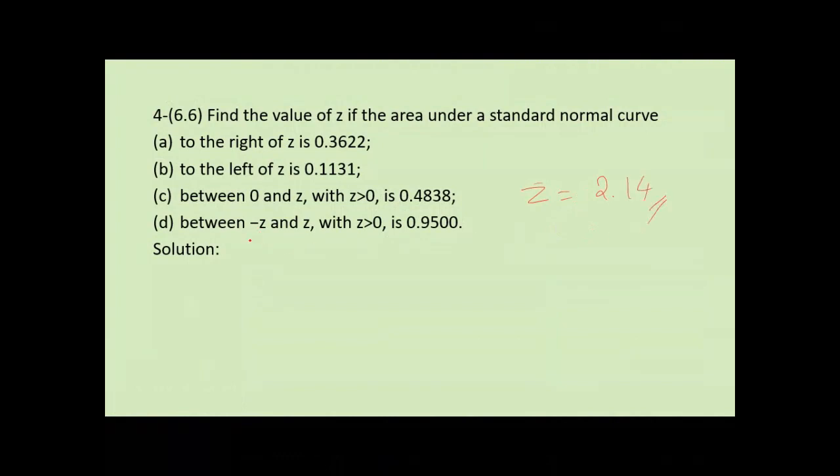Now between negative Z and positive Z, same value of Z on both sides. The total area is 0.95. How do you get this? You should have a clue. This is a normal curve, isn't it? Middle value 0, left side negative, right side positive. So there is a negative Z here, and the same Z appears here on the right side. If you get negative 1 here, positive 1 here. If it is negative 2 here, positive 2 here, right?